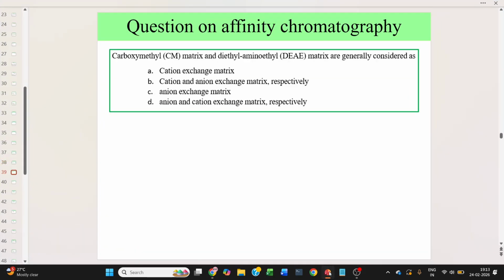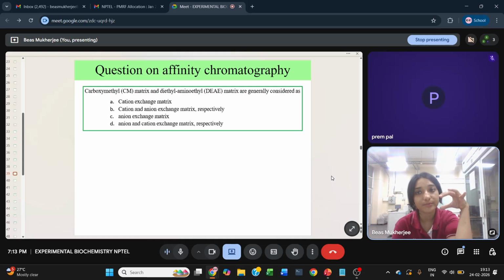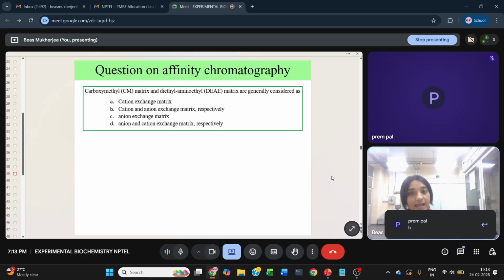Okay. Now we have another question. Carboxymethyl matrix and DEAE matrix are generally considered as cation exchange and anion exchange respectively, or anion exchange and cation exchange respectively. So how will you do this? This is very simple to remember. Carboxy means negative charge. For anion exchange, what should be the charge of the matrix? For cation exchange, what should be the charge of the matrix? Diethylaminoethyl. Amino means positive charge.